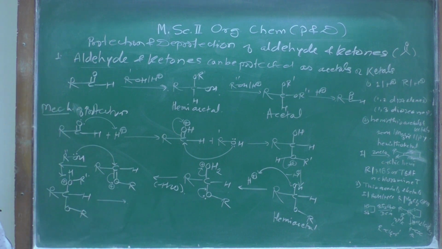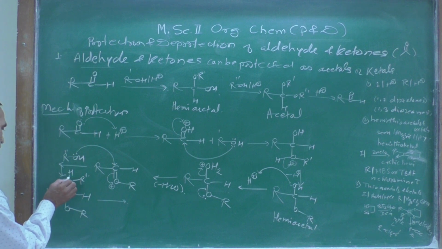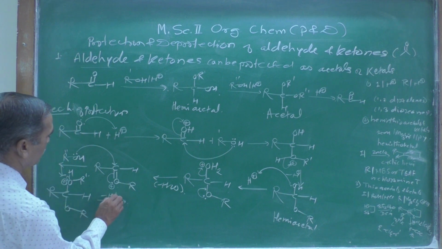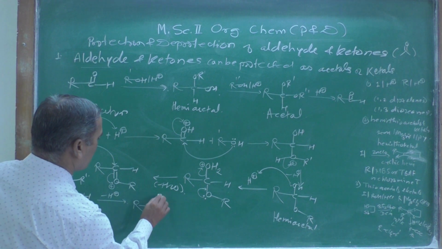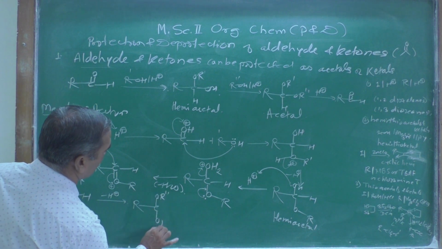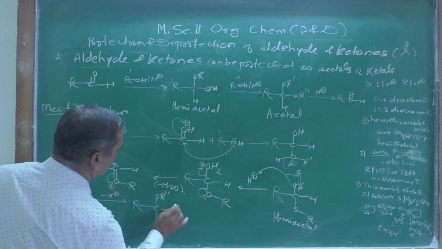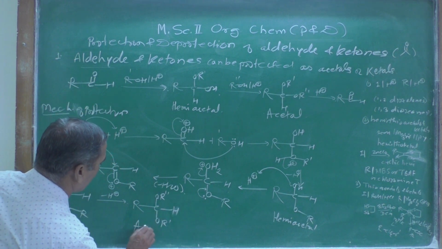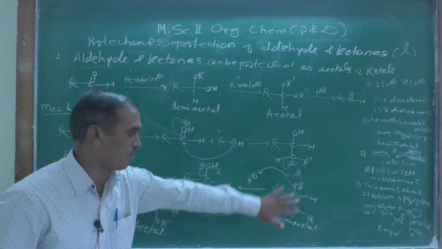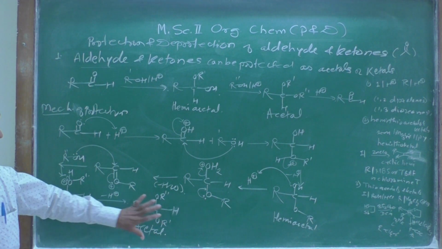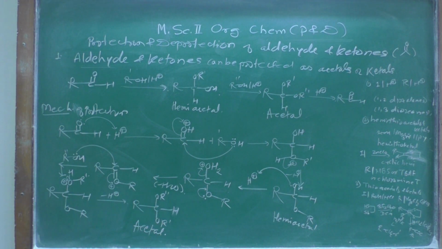Now as I already told you, if the heteroatom carries the positive charge, that is highly unstable in nature, and by losing a proton you are going to get R C O R double dash and O R dash, that is H. This is called acetal formation. The hemiacetal means half, and this is the acetal formation. So this is the mechanism of protection.